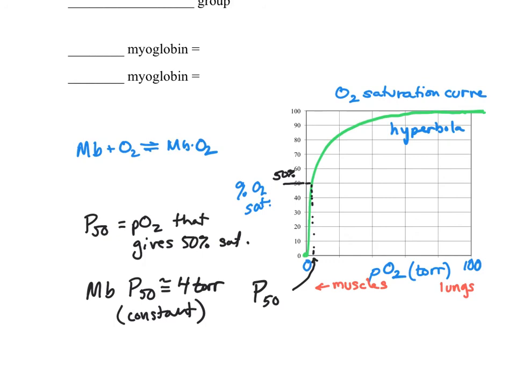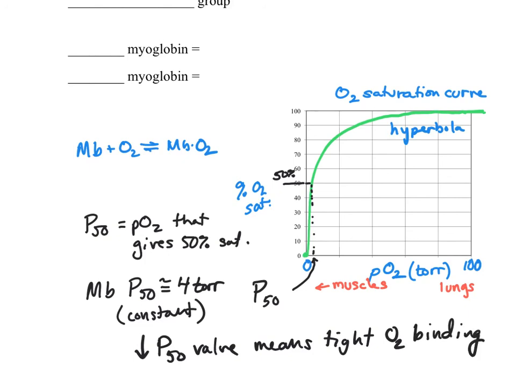Okay, the question was, do you expect P50 to be low or high for something that binds oxygen tightly? And the answer comes from rationalizing like this. When you have a P50 that is way over to the left, that is low on the x-axis, that's an indication that it takes very little oxygen to get a good saturation. That means it binds well. And that's our take-home message here, is that a low P50 value means tight oxygen binding. It's a critical issue for this entire chapter. And look, myoglobin has a low P50. It's only 4 torr. That means myoglobin binds oxygen really tightly. And that's a good thing because that's what its function is.